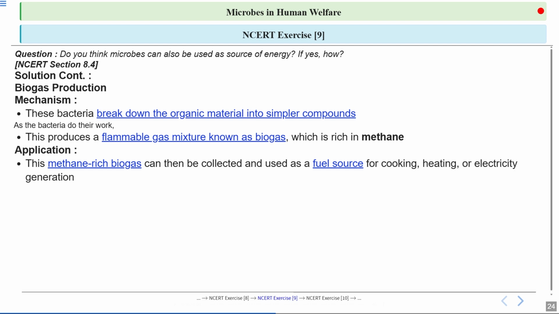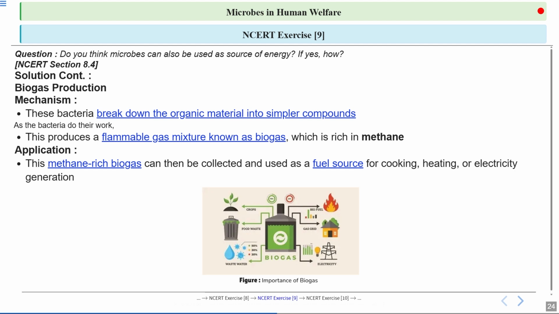It can be used for cooking because it is quite inflammable. It generates energy. It can generate heat. It can even be used for generating electricity. Again, you can see this is an image showing various applications of biogas.